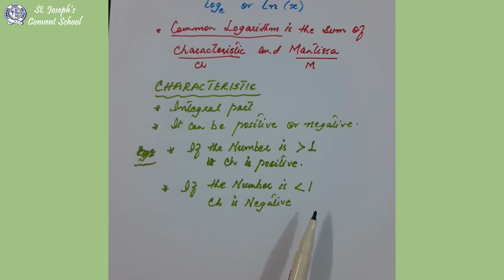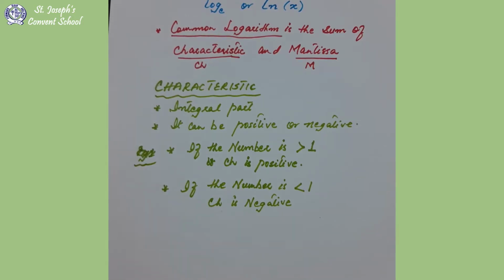And numbers smaller than 1 are in decimals, like 0.1, 0.2, 0.01, 0.002, 0.007. So numbers in decimals less than 1 give a negative characteristic. Both are in decimals, but if the number is greater than 1, the characteristic is positive. If the number is less than 1, the characteristic is negative. So you have to remember these 2 points.